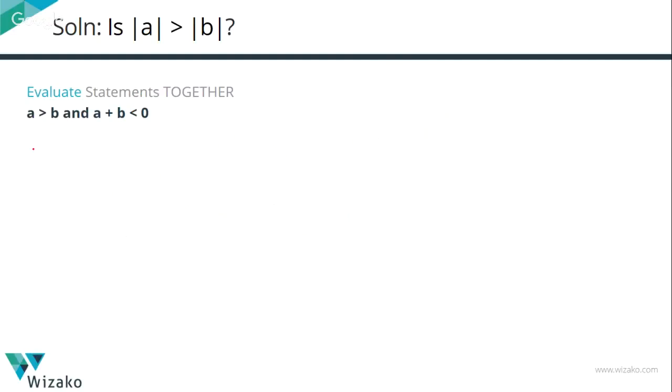Combine the statements. One way is by taking numbers and figuring this out. I'm going to walk you through an alternative, which is algebra. If A is greater than B, it boils down to the fact that A minus B is greater than 0. That's what statement 1 is.